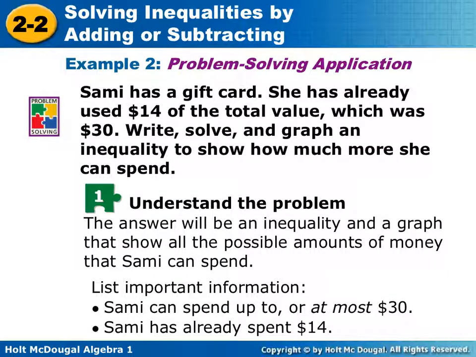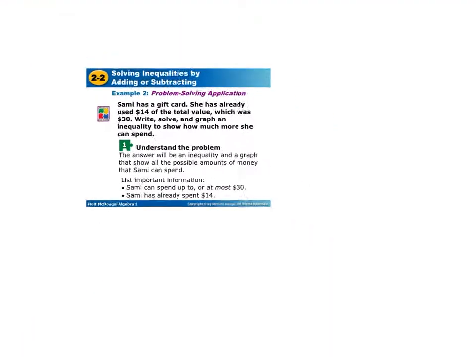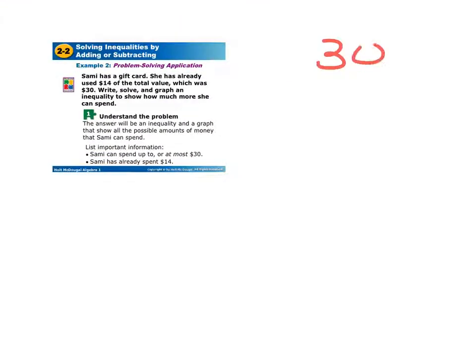Here we go. Sammy has a gift card, and she already has used $14 of the total value. Okay, her original gift card was 30. It wants us to figure out how much money she has left on that gift card, but it wants us to write an inequality. So we knew she had $30 originally, and she spent 14. How are we going to find out how much money she's got left? What are we going to do with that 30 and 14?